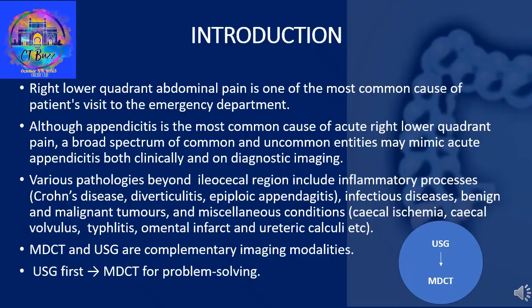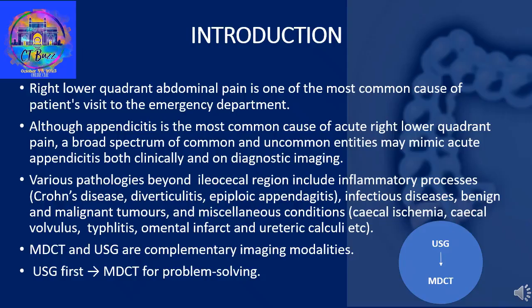Introduction. Right lower quadrant abdominal pain is one of the most common causes of patients' visits to the emergency department. Although appendicitis is the most common cause of acute right lower quadrant pain, a broad spectrum of common and uncommon entities may mimic it both clinically and on diagnostic imaging. Various pathologies include inflammatory processes, infectious diseases, benign and malignant tumors, and miscellaneous conditions.